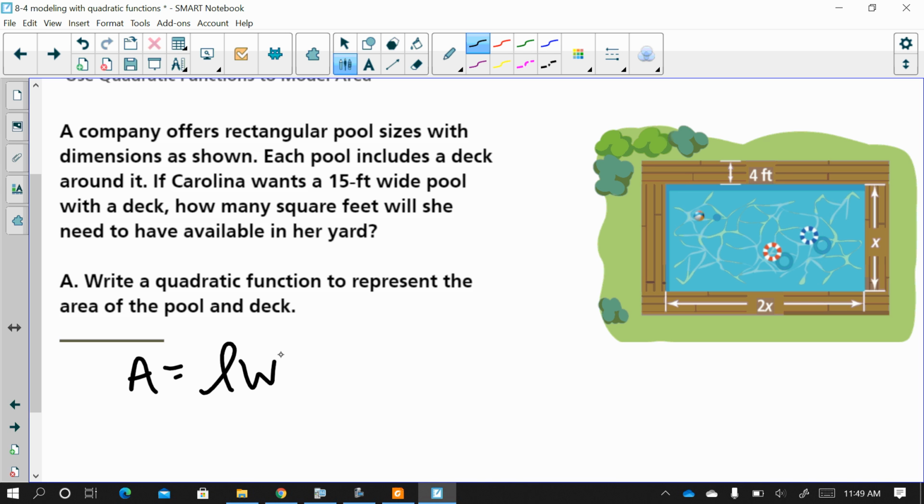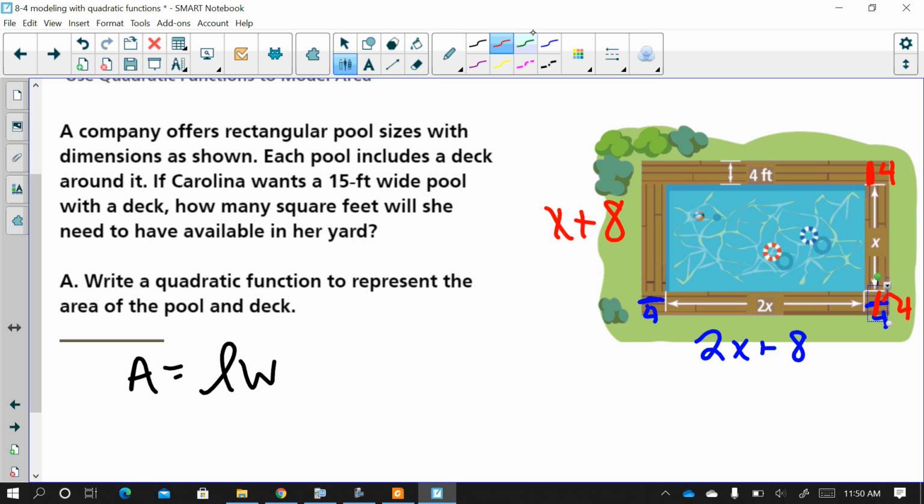Okay, now please notice if I'm looking at the pool, the width is x feet, the length is 2x feet, okay? But we also have this deck tacked on. Okay, notice the deck is 4 feet wide. So if I'm counting the pool and the deck, I need to add 4 feet here and 4 feet here. So really, my length is going to be 2x plus 8. Same thing has to happen to my width. I had to add 4 feet on here and 4 feet on here. So really the width is x plus 8.